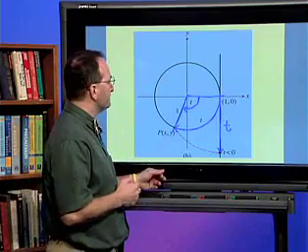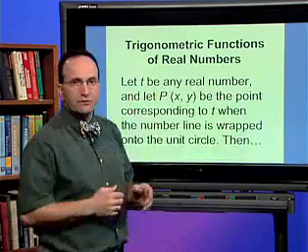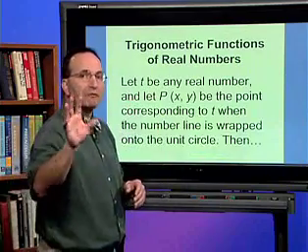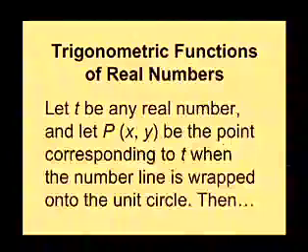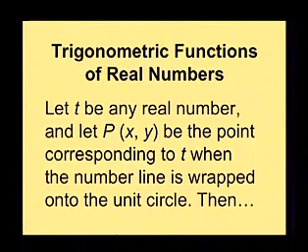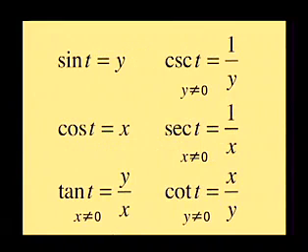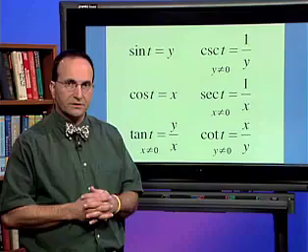Let's take a look then at the trigonometric functions of real numbers, that is, using radians as our measurement rather than degrees. Let t be any real number, and let the point P(x, y) be the point corresponding to t when the number line is wrapped onto the unit circle. Then the sine of t will be equal to y. The cosine of t will be equal to x. Tangent of t will be y over x, where x is not equal to 0. And then we have our 3 reciprocal functions.